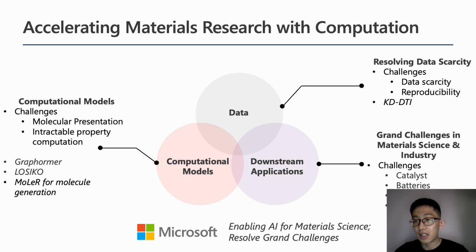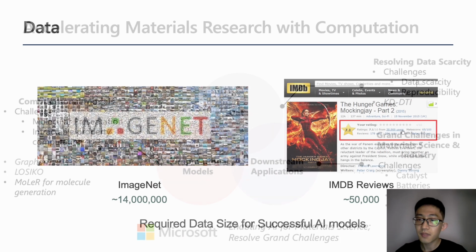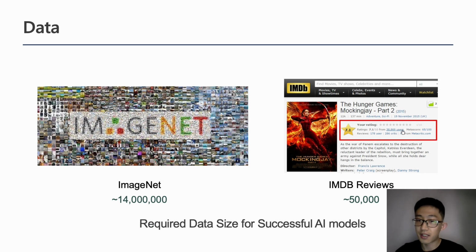Enabling AI or machine learning for material science is one of the top priorities here at Microsoft Research. We've just started a strong investment in all three aspects: data, computational methods, and downstream applications. I'll introduce some of our work in this area in a few minutes. But before we go into the detailed work, I wanted to talk a bit more on this data issue.